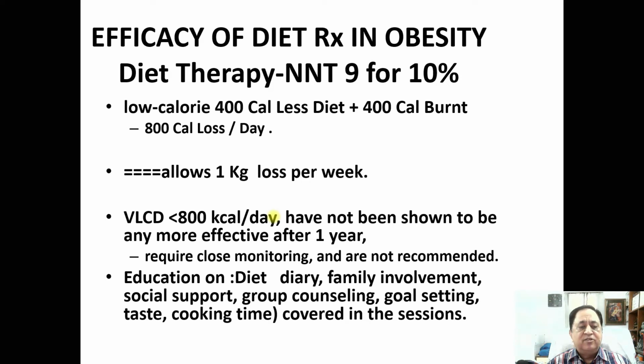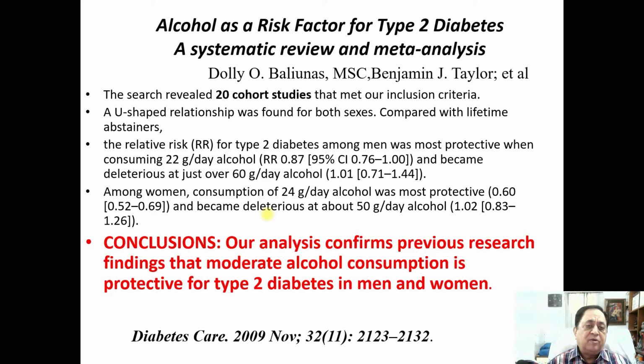So, efficacy of diet in terms of obesity: diet therapy is efficacious in one patient when you treat 9 patients vigorously. So, number needed to treat is 9 only to get benefit in one patient. And when you are reducing 400 calories per day, and at the same time the patient is burning 400 calories through exercise, you can easily expect 1 kilogram weight loss within a week or so.